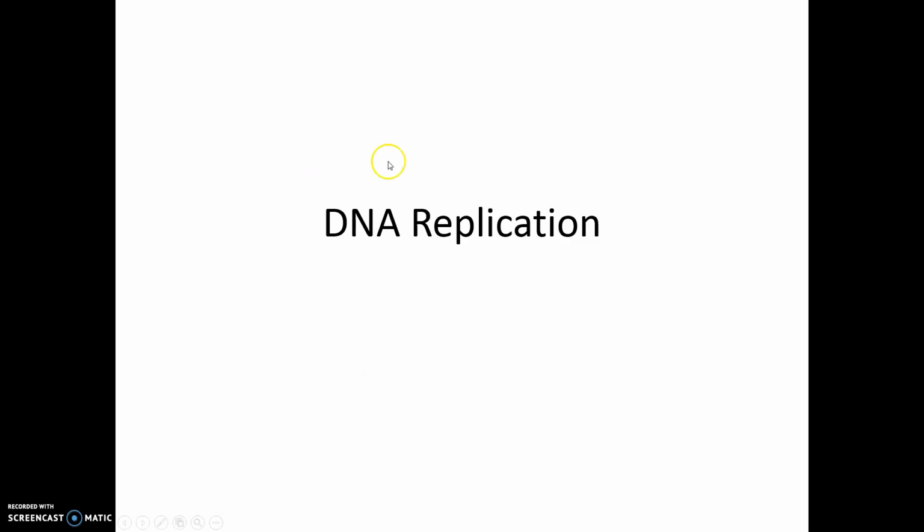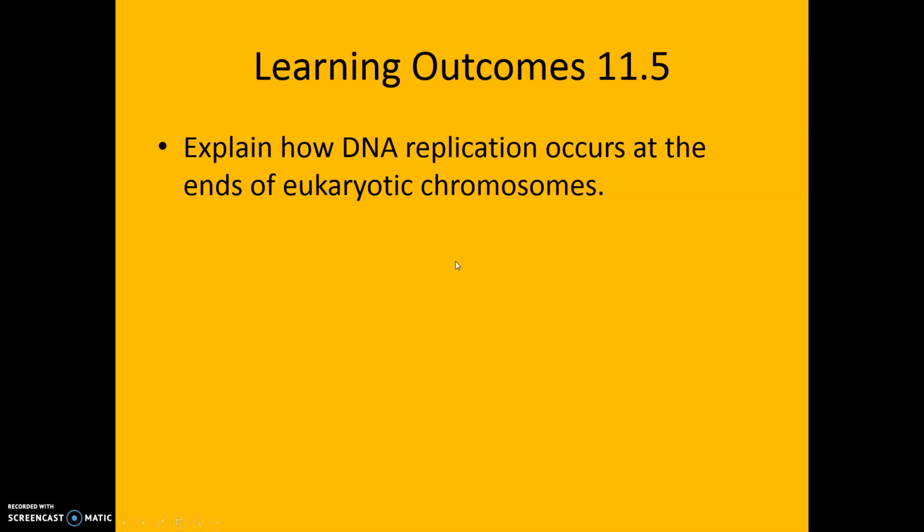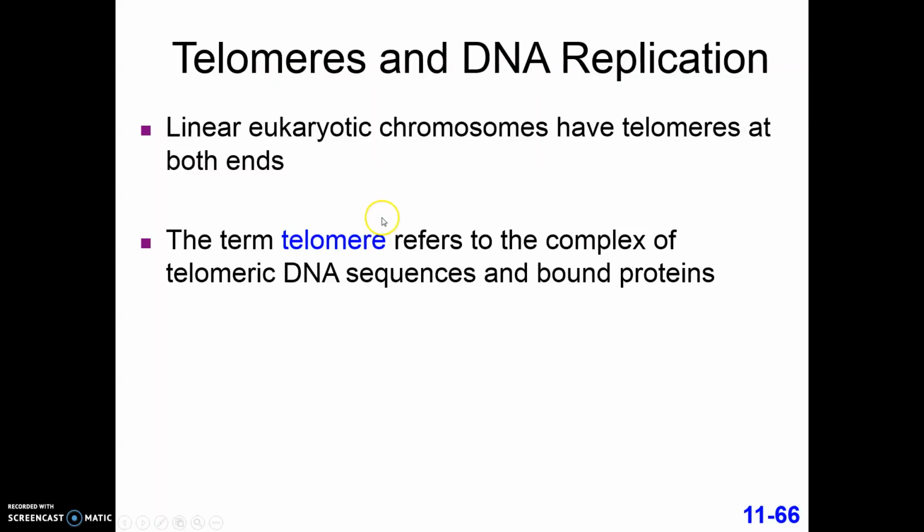All right, welcome back to part 7 of DNA replication. Today we are going to explain how DNA replication occurs at the end of eukaryotic chromosomes. Remember that bacterial chromosomes don't have ends, so we didn't have to deal with this problem. We do. Now the ends of our chromosomes are referred to as telomeres.